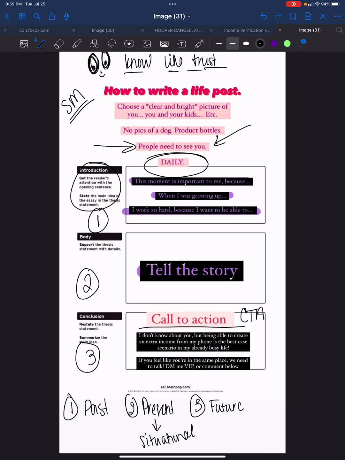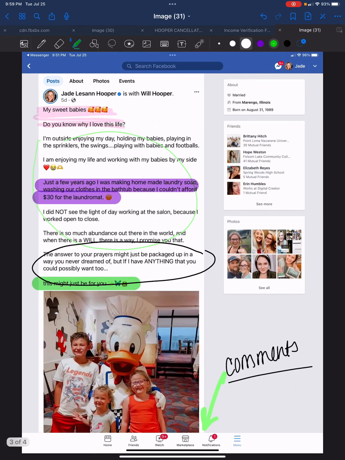I don't know about you, but being able to create extra income from my phone is my best case scenario. If you're in the same place, we need to talk, DM me. And that's going to be the end. So the conclusion: restate what this whole thing is about. This is how you write your life post.